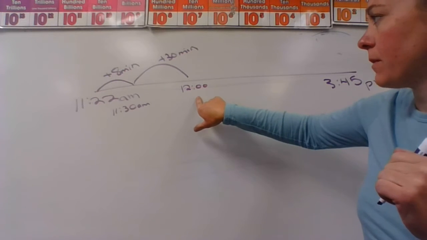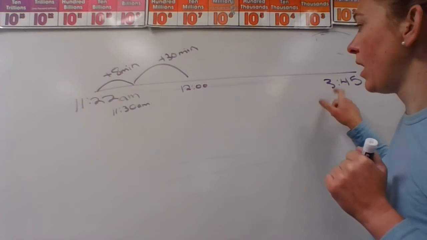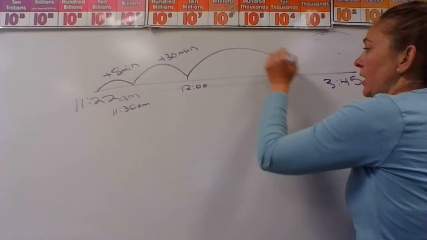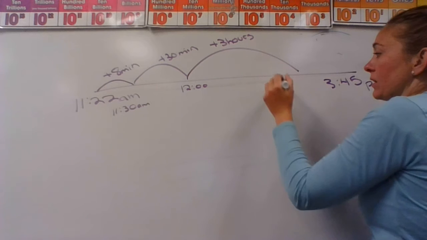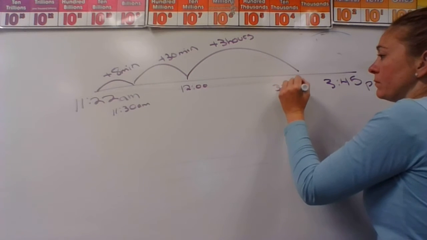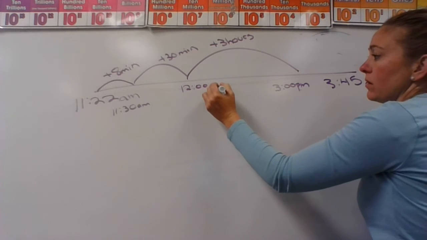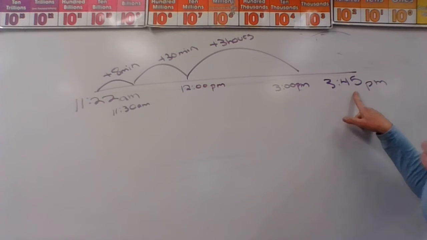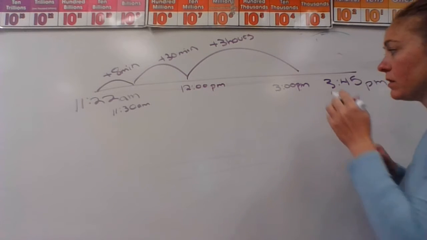So from 12 o'clock, I need to add 3 hours to get to 3:45. Is that 3 o'clock? So I'm going to add plus 3 full hours to get to 3 p.m. Oh, this was p.m. also. All right, and then I'm going to do that last jump from 3 o'clock to 3:45, so I'll add 45 minutes.